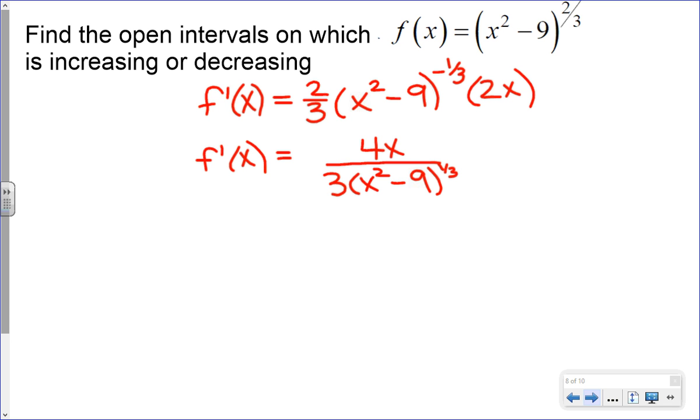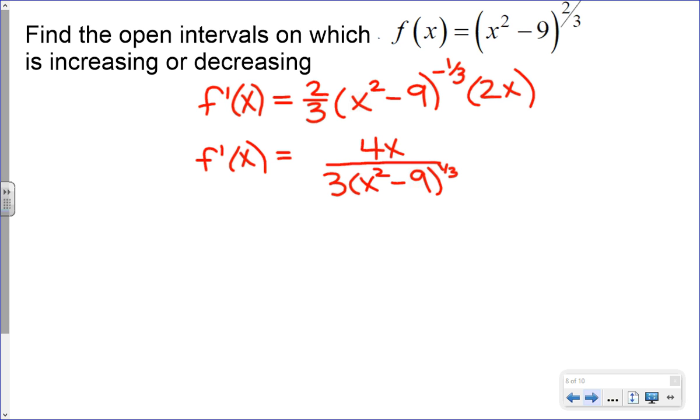To determine critical values, critical numbers, or whatever you want to say, we need to determine where the derivative is 0 and undefined. Now, you don't always have to show me this work. In a problem like this, sometimes it's a little more obvious, right?